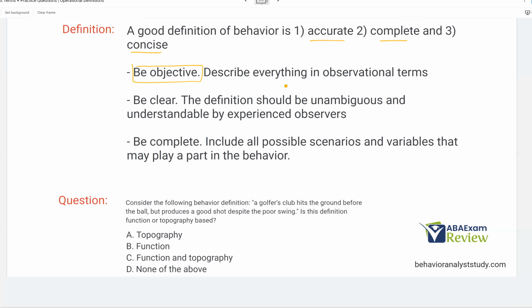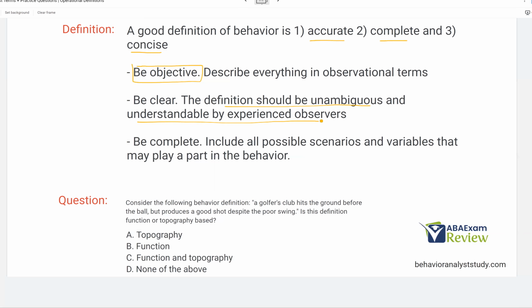And that is going to get your team in a lot of trouble. Now, be clear. A definition should be unambiguous and understandable by experienced observers, meaning when I read that definition, I don't just read "aggressive" because that's very ambiguous. It is very specific, right? Client balls up fist and makes a swinging motion in an attempt to contact another person. That is unambiguous, understandable by experienced observers.